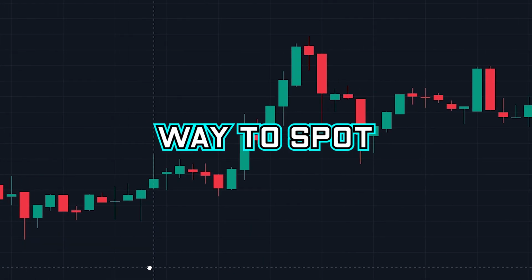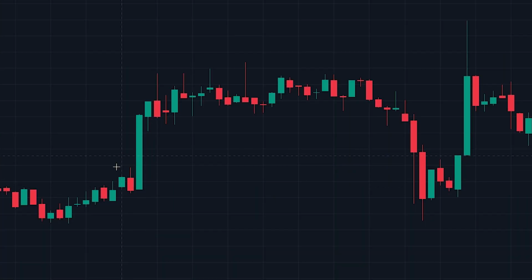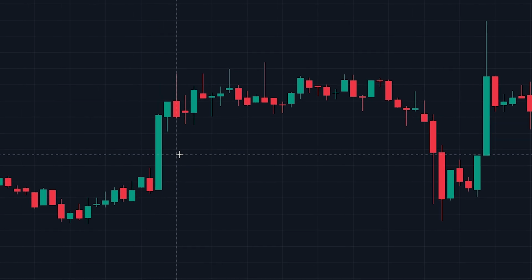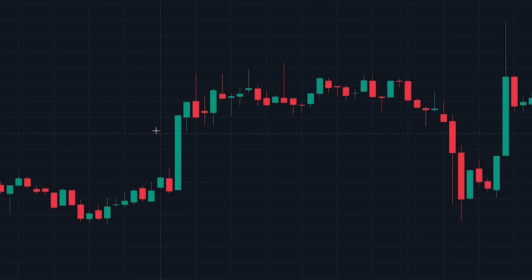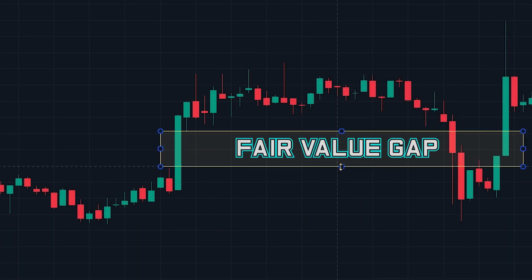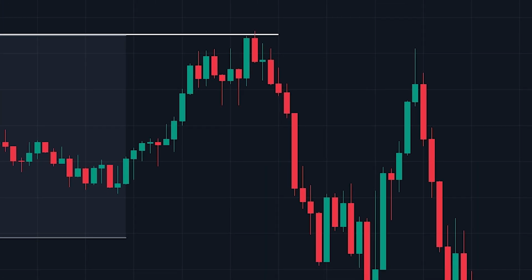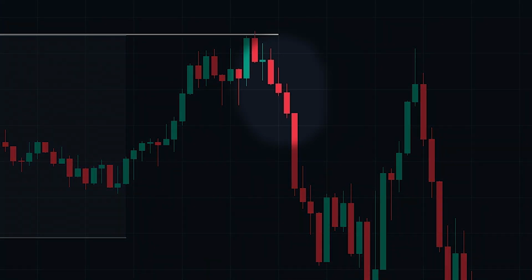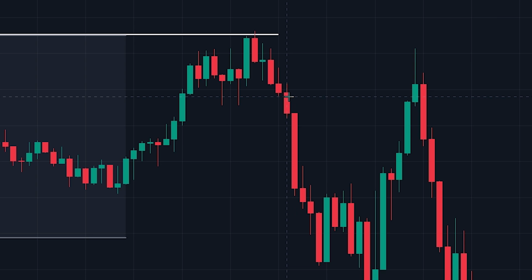The easiest way to spot a fair value gap is by looking at the price action. Fair value gaps occur in a sequence of 3 candles, where the wicks of the 2 outer candles don't fully overlap the large candle. The part where the candles don't overlap is the fair value gap. If we go back to the chart, we can see that a fair value gap has been created here. This is because the wicks on the outer candles don't fully cover the middle candle, indicating that there may be an imbalance. Let's plot a line here so that it's easier to see.